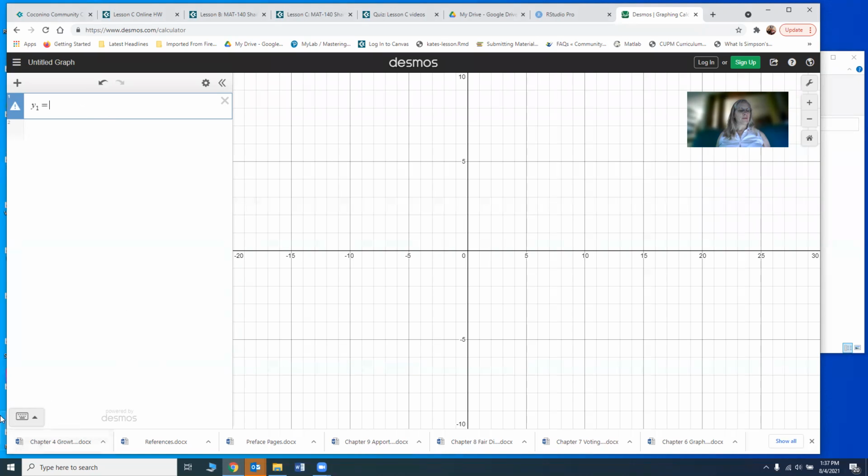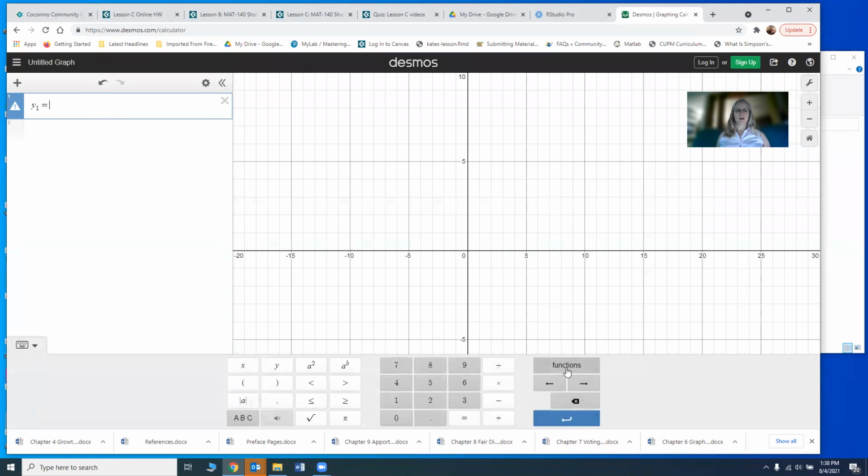So I do need my keypad up. I'm going to come down here to show keypad, come over here to functions, and then I need the nth root. I want the cube root, so I type a 3. That will put an index in, the 3. Hit the arrow, type over, and you go 27 minus 15x. And there's what the graph looks like.